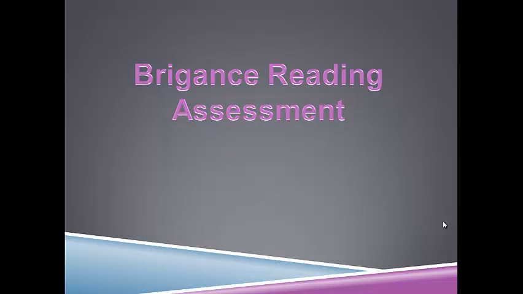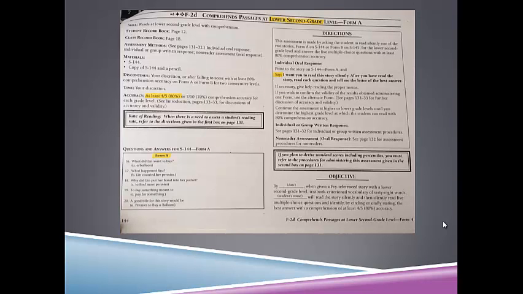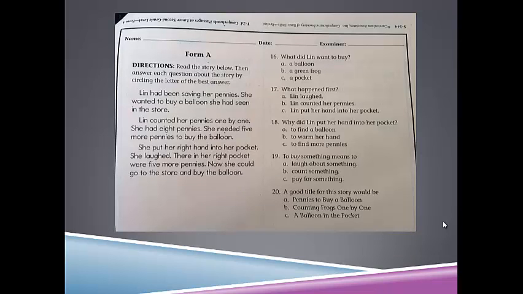The Brigance Reading Assessment. This is the page that the teacher uses while giving the Brigance Reading Assessment. You read the directions to the student while they look at this page. They will read the passage and then tell you the best answer to each question. They must get an 80% to pass and move on to the next level.